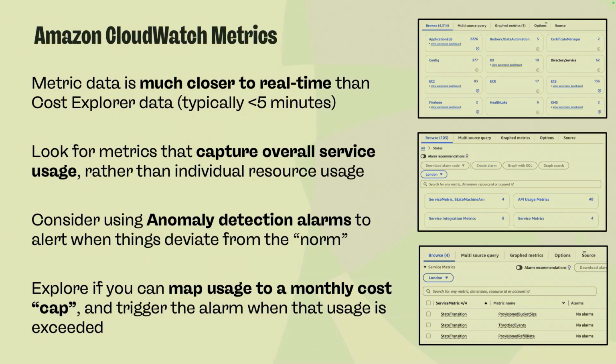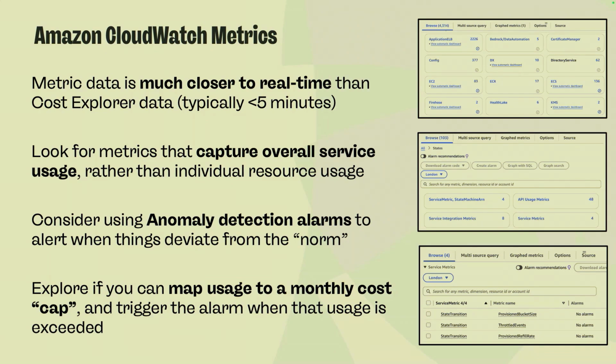But actually, probably a better way of doing this, and this does take more work, is to use CloudWatch metrics. CloudWatch metrics are much, much more real-time, typically less than 5 minutes. You can look through the metric namespace and find those metrics that represent service usage, and then start setting alarms based on what that might look like and what you want it to be. You can also enable anomaly detection on those as well, but I don't know exactly how that works. I've not been able to figure out exactly how much of a lag there is. But you can build it on your own.